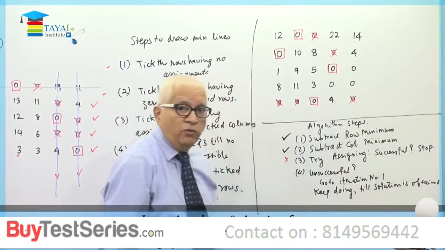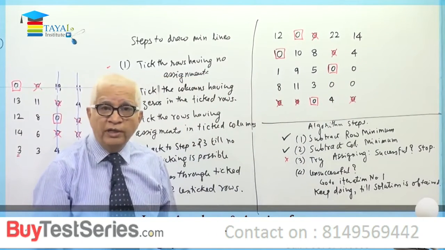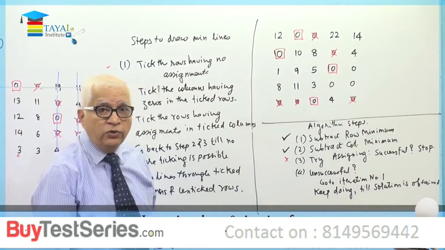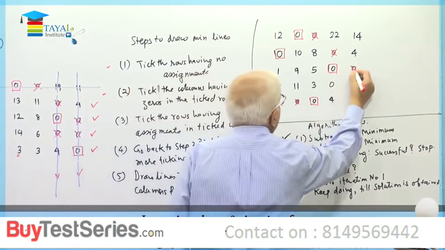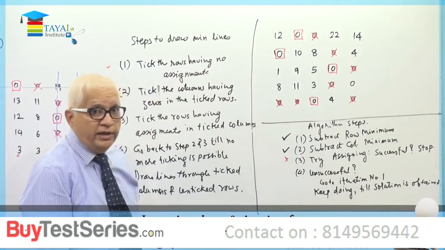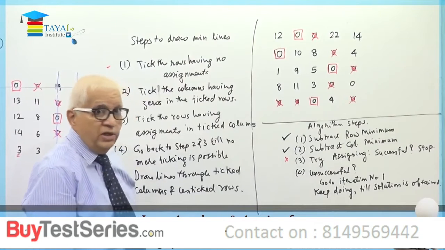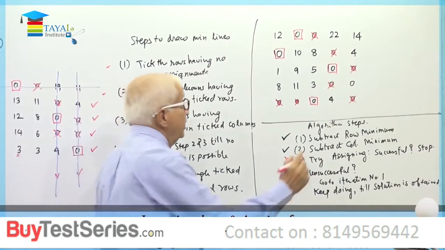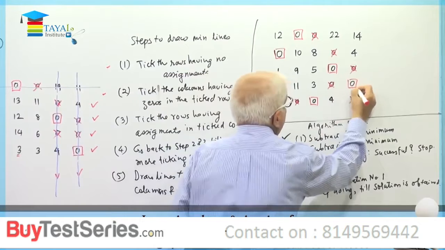When I make an assignment, what happens? There are two zeros, one in this row and one in this column. They are of no use, so I cancel those. No assignment is possible here and here. Now is there any zero left? Yes. Is it unique? Yes, now it is unique both in the rows and column. So I make an assignment.